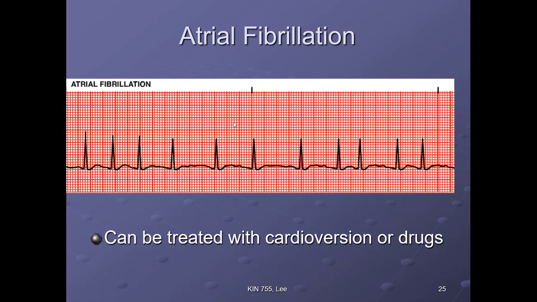Now compare this with what we saw for atrial flutter. Look how irregular these QRS complexes are. We can't really predict where the next one is going to come. So that's one easy way to discern between atrial fibrillation and atrial flutter. In atrial flutter, the QRSs are very regular. In atrial fibrillation, they're not.